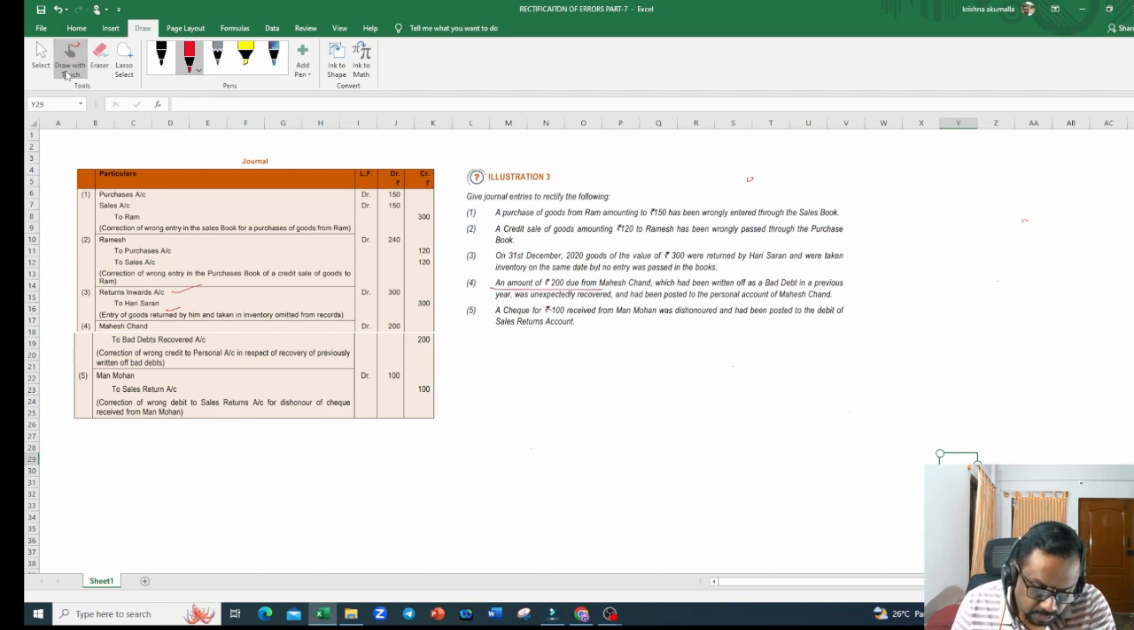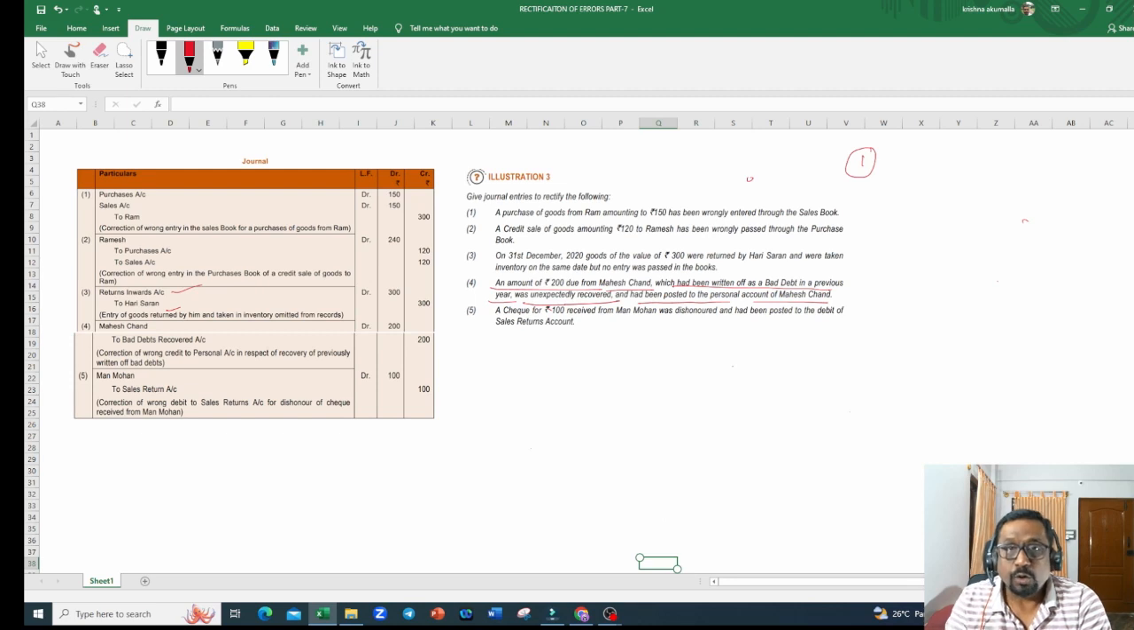An amount of 200 due from Mahesh Chand, which had been written off as bad debts in the previous year, was unexpectedly recovered and has been posted to the personal account of Mahesh Chand. Very important. What did he say? An amount of 200 due from Mahesh Chand. Mahesh Chand was supposed to pay 200 rupees to us previously, but we wrote off that amount. We thought Mahesh Chand is not going to pay, and we wrote off that. When we wrote off, what entry would have been written? That is what you need to understand. When we wrote off bad debts, Mahesh was supposed to pay, but we decided he is not going to pay this amount, so let us write it off.